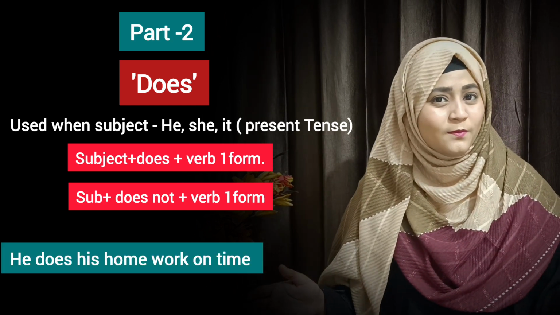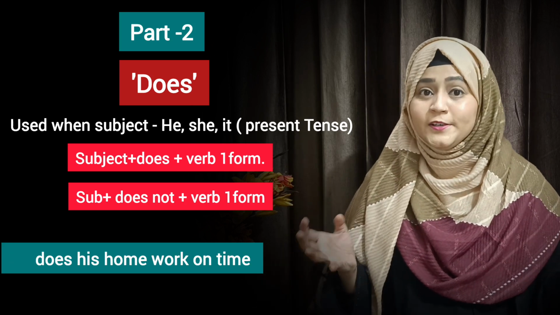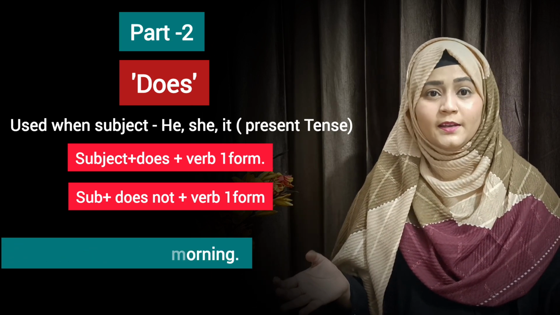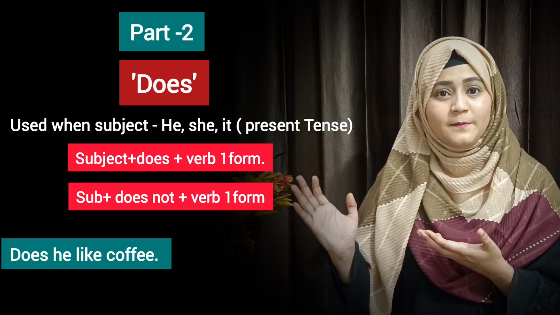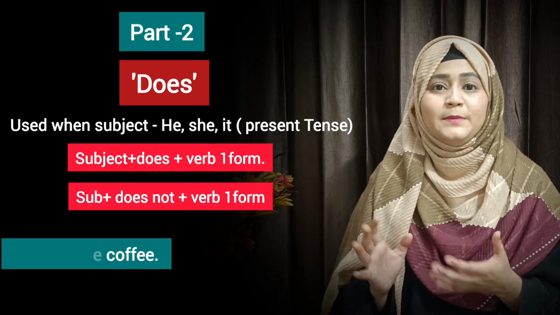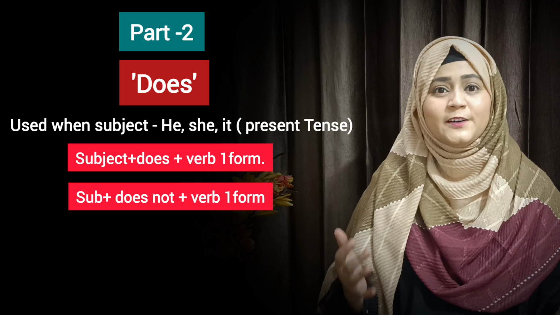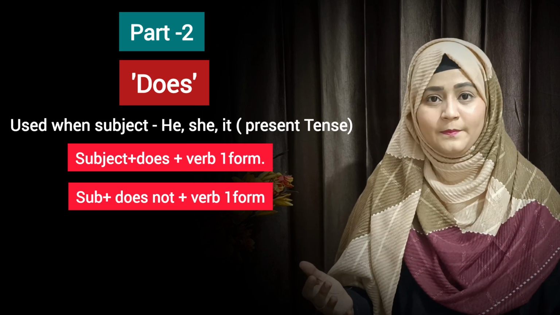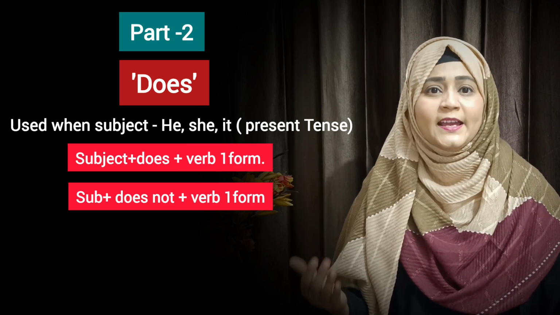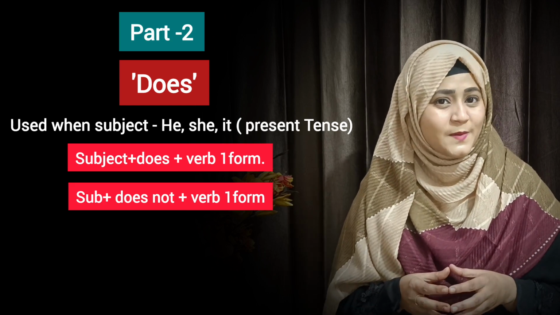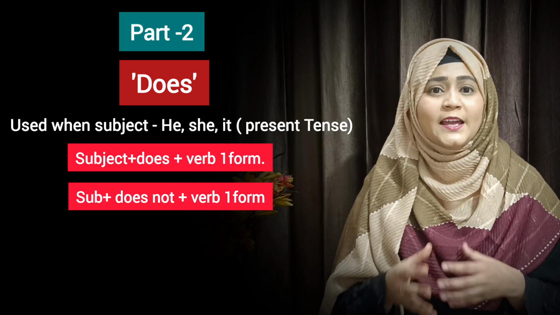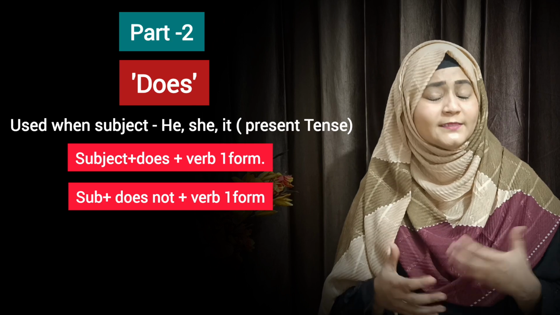Now let's see some example sentences. He does his homework on time. She does yoga every morning. It doesn't work properly. Does he like coffee? So guys, remember, with does, the main verb stays in the base form and we don't add s to it. Alright guys, now you know the differences between do and does, and I hope things are much clearer now.